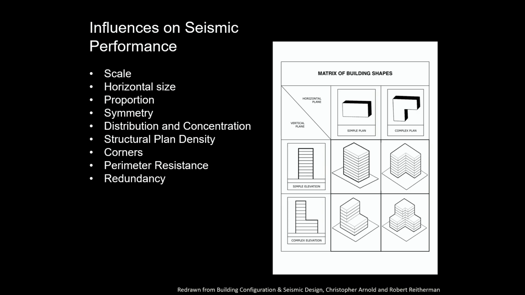He goes on to point out 9 configuration influences on seismic performance. The matrix to the right of these influences, redrawn from Building Configuration and Seismic Design by Christopher Arnold and Robert Reitherman, shows the 2 pairs of characteristics, horizontal and vertical, combined to define the 4 basic categories of building shapes. Simple plan, simple elevation. Simple plan, complex elevation. Complex plan, simple elevation. And complex plan, complex elevation. They contend that all building configurations can be related back to this matrix.